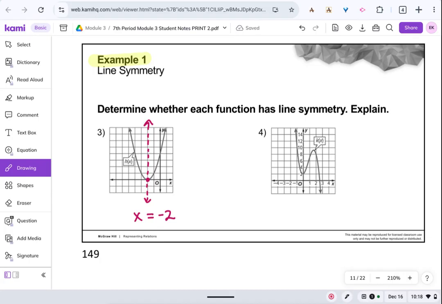On this graph, there's nowhere where I can cut it. If I cut it here, then I fold it, that wouldn't be the same. If I cut it here and fold it, those wouldn't be the same because it would curve up and then curve down. So this one has no line symmetry. And that's okay to have no line symmetry.